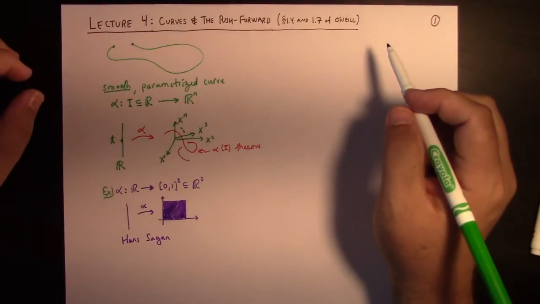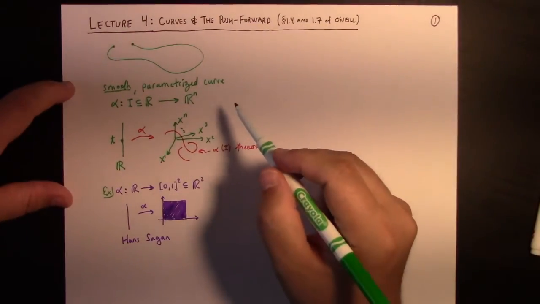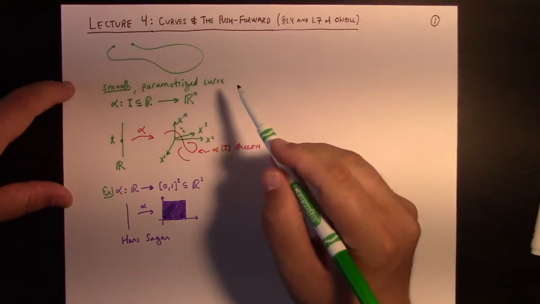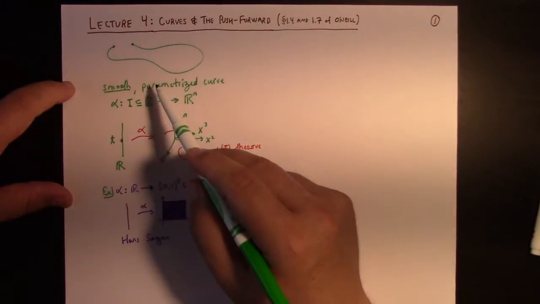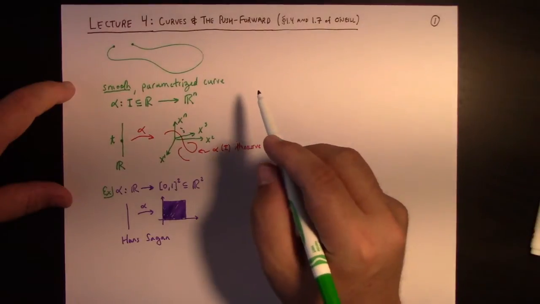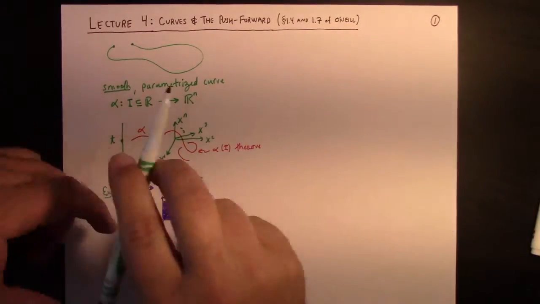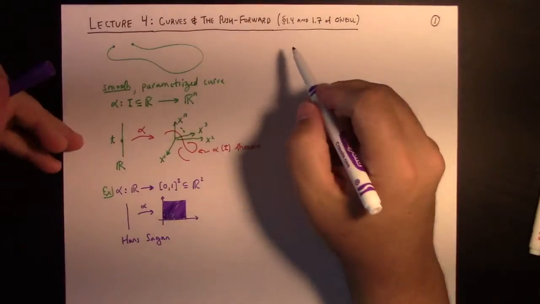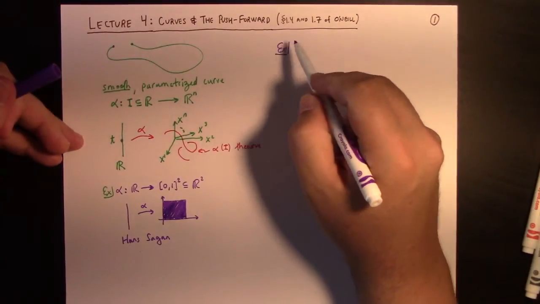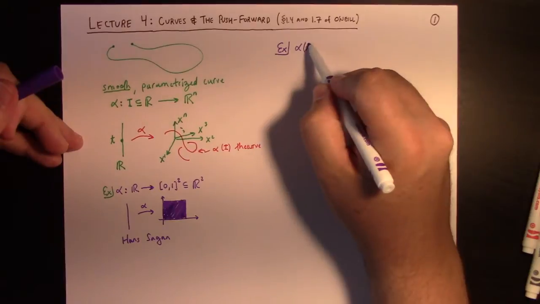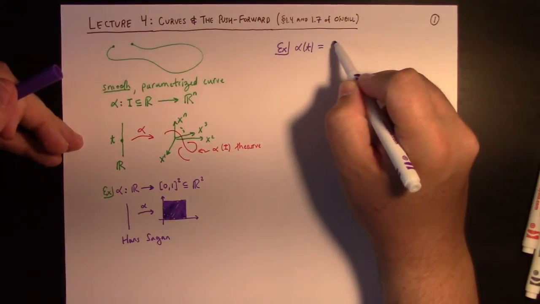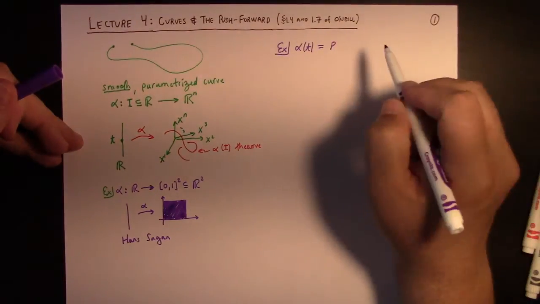All right, so that's not actually quite enough for what we want geometrically, because it could be smooth and the derivative could just be 0. Here's what I'm getting at. The other example that you don't really want would be this: alpha of t equals some point p, a fixed point.